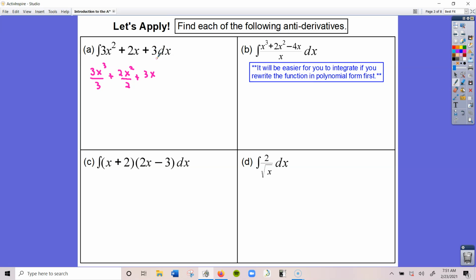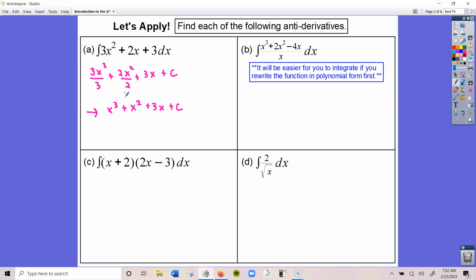and we know that when we derive something like a coefficient with x, we get the constant, so we just add the x, and then plus c. Simplifying would give us x to the third, because the 3's would cancel, plus x squared, because those 2's would cancel, plus 3x plus c. And this would be my integrated function.